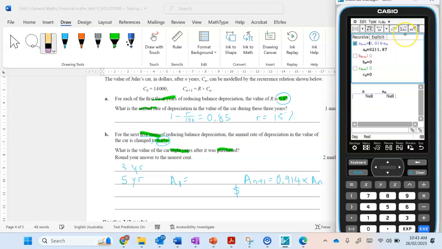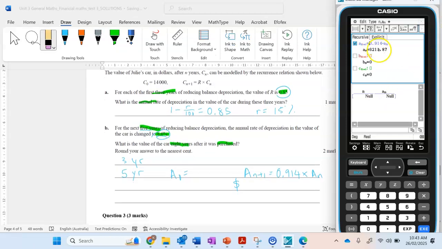Let's just flip you over. All right, so you can see I've already got that in there from previously, so I'm going to clear that. I'm going to put this recurrence relation in. Our R value was given to us in the question, so 0.85, and then it's going to be times AN, and then our initial value is 14,000. So we're doing that after 3 years.